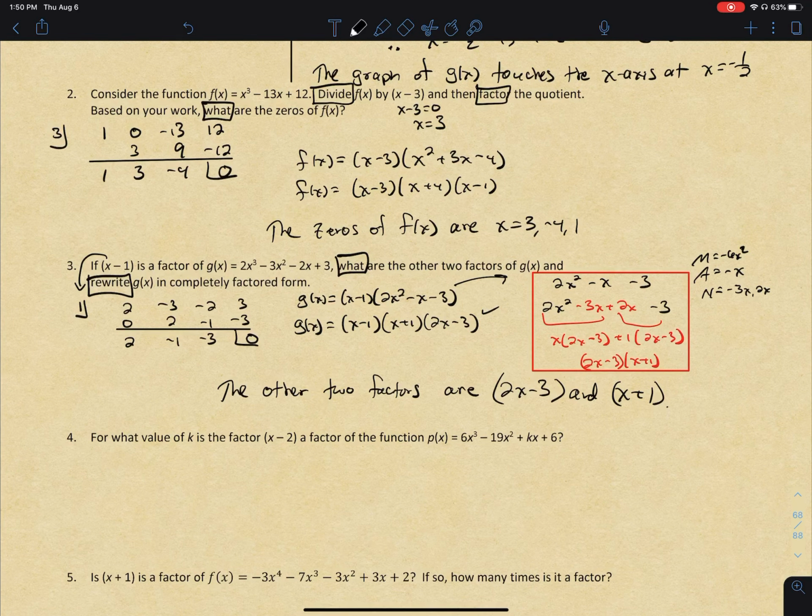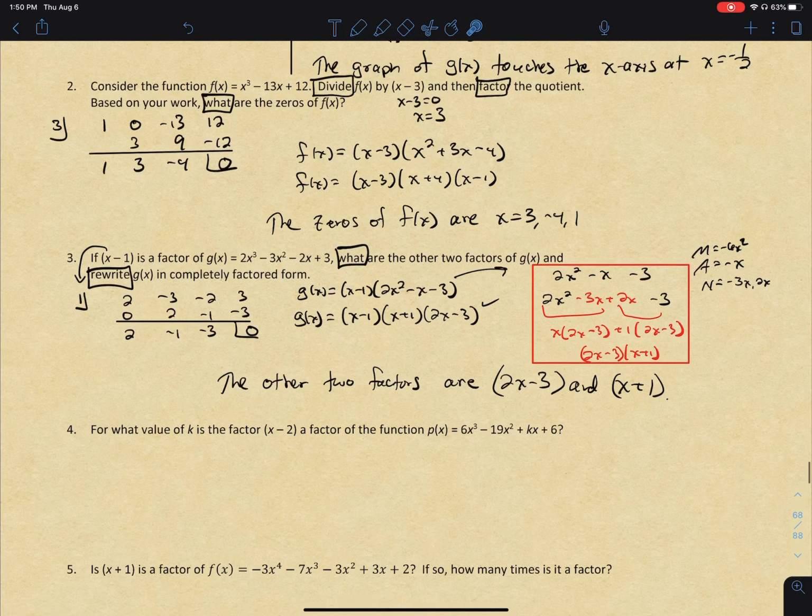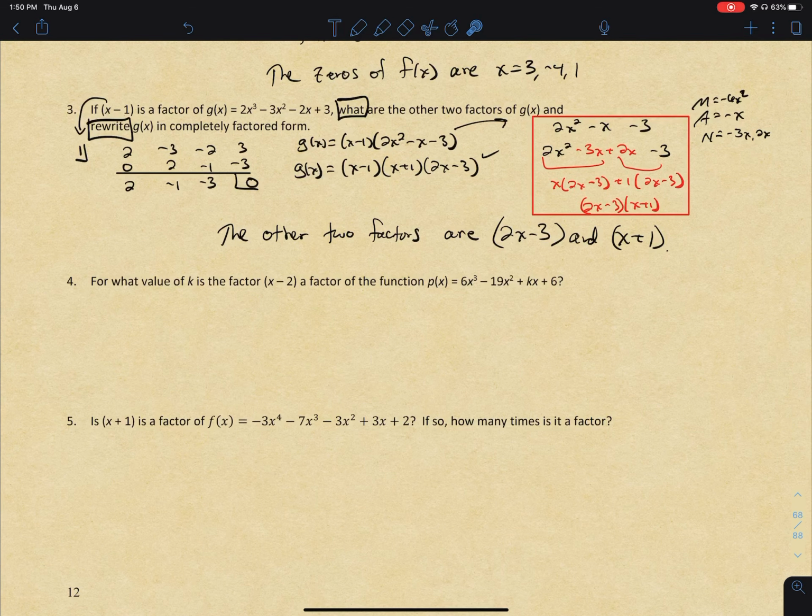Now it turns out that we could have factored this directly from the beginning, I believe. We could have factored by grouping at the beginning and avoided all of this. It's fine, we didn't. 4 and 5. For what values of k is x minus 2 a factor of this polynomial?